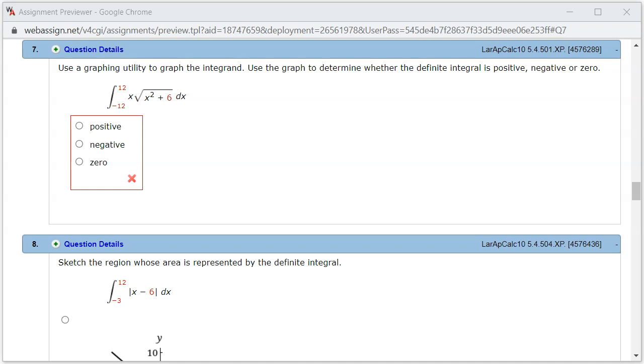All right, let's look at homework 5.4, problem number 7. It says that we need to use a graphing utility to graph the integrand and then determine if the value is either positive, negative, or 0. All right, so let's do that.